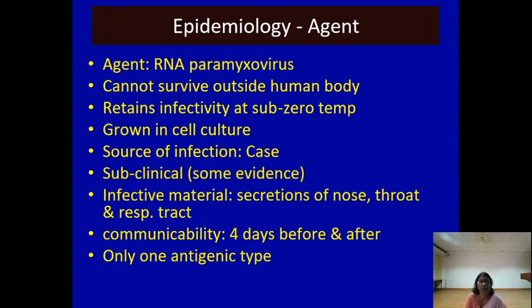And the communicability. What is communicability? Communicability is the period during which the disease can be transmitted from one person to another. That is the communicability. So in measles, the communicable period is 4 days before the rash appears and 4 days after the rash appears. And when they have done this test, they found that it was only one antigenic type, not many.